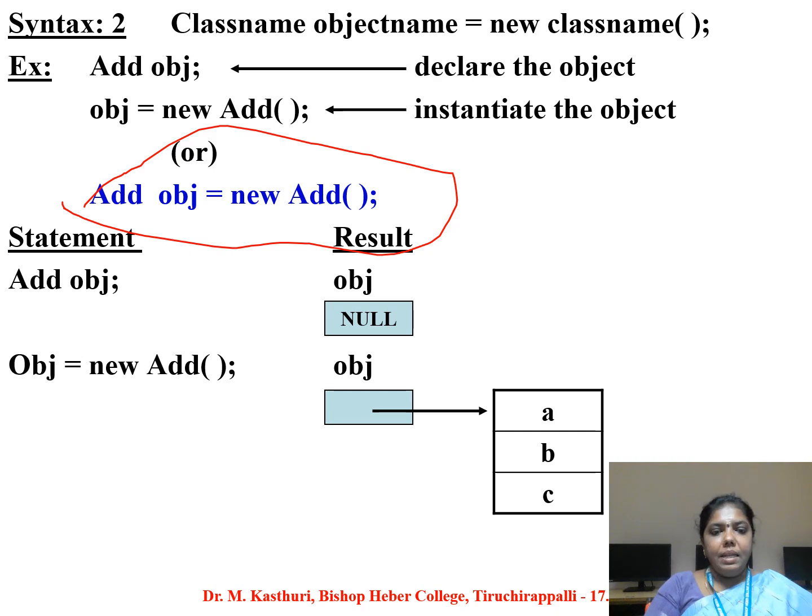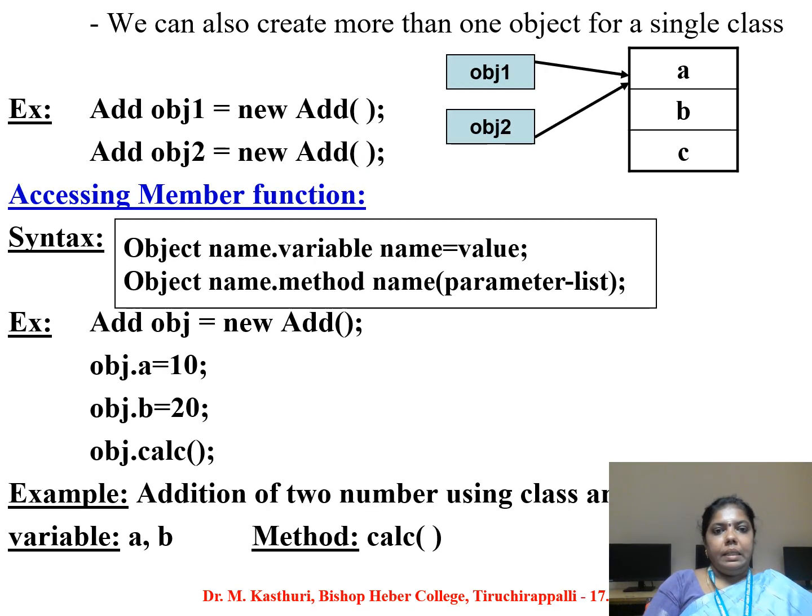For example, add is the class name, obj is the object name, and then you specify the equal symbol and the new keyword, then some space, and then write the class name along with parenthesis. At the end you need to specify a semicolon. Using these two different syntaxes, we can create an object for a class. If you want to access variables and methods inside the class, with the help of an object only we can access them.